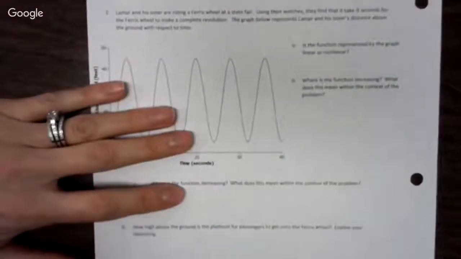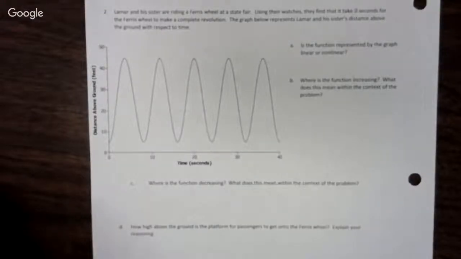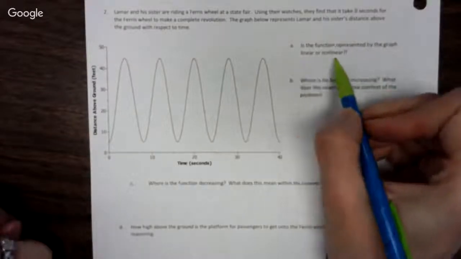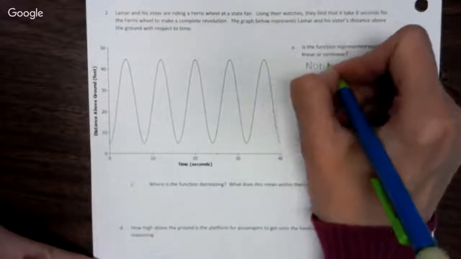All right, next page, number 2. Lamar and her sisters are riding a Ferris wheel at a state fair. Using their watches, they find that it takes 8 seconds for the Ferris wheel to make a complete revolution, meaning it goes around 1 time. The graph below represents Lamar and her sisters' distance above the ground with respect to time. Is the function represented by the graph linear or nonlinear? Now, if you look, this is nonlinear, not a line.